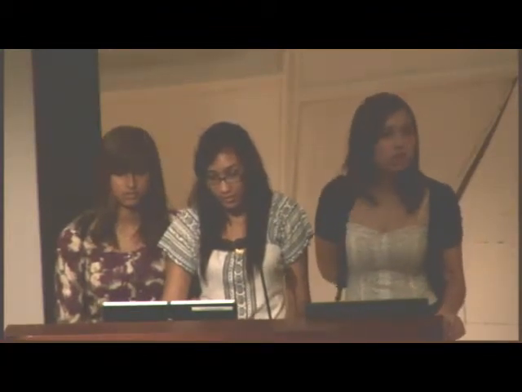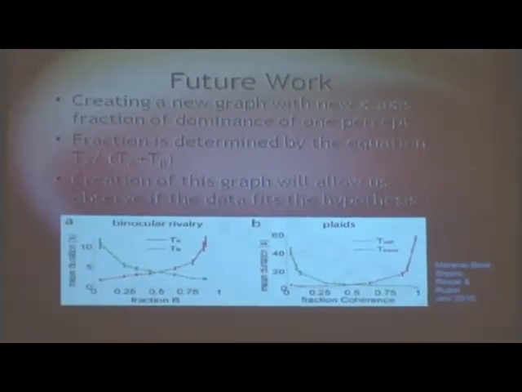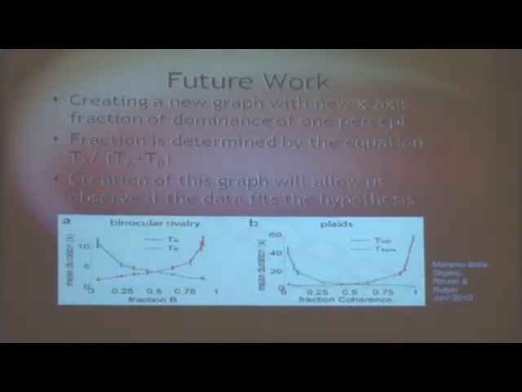Our future work is to create a new graph with a new x-axis, the fraction of dominance of one percept, and the fraction is determined by the equation TA over TA plus TB. The creation of this graph will allow us to observe if the data fits the hypothesis.